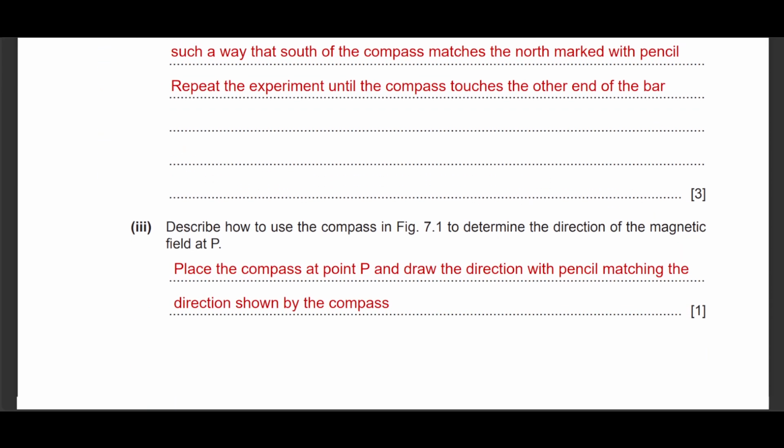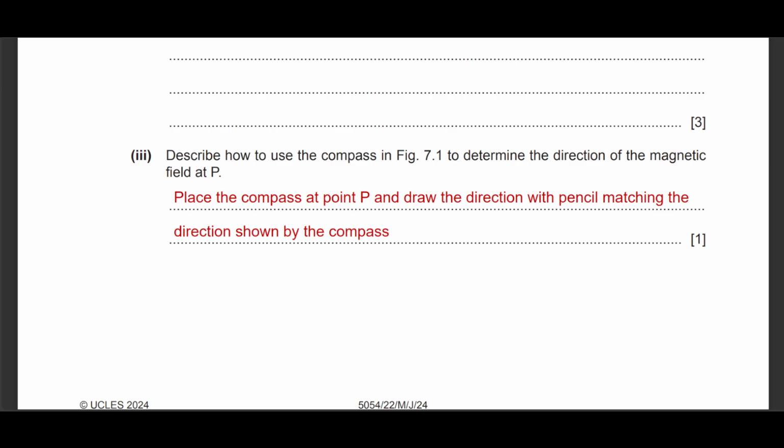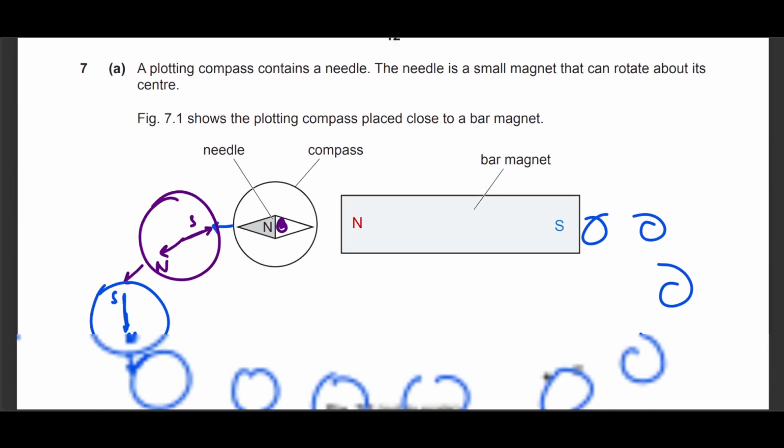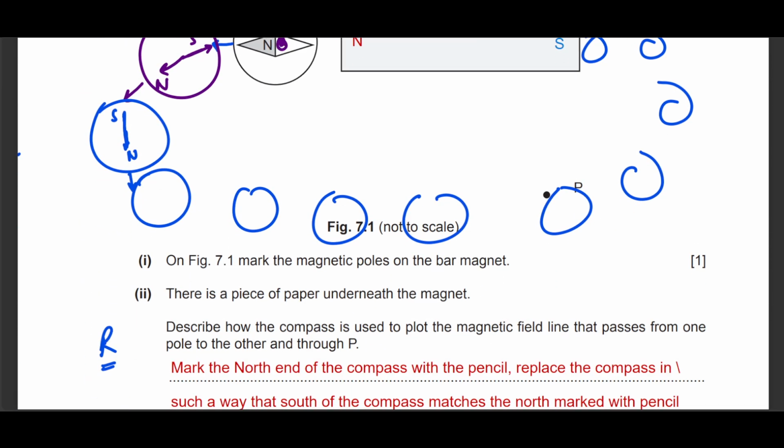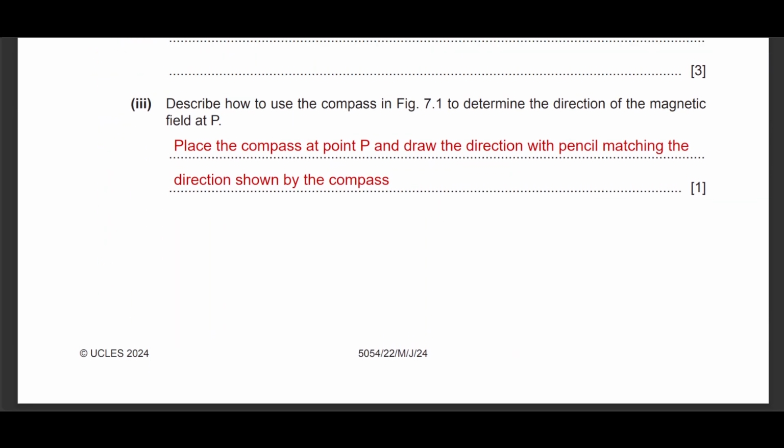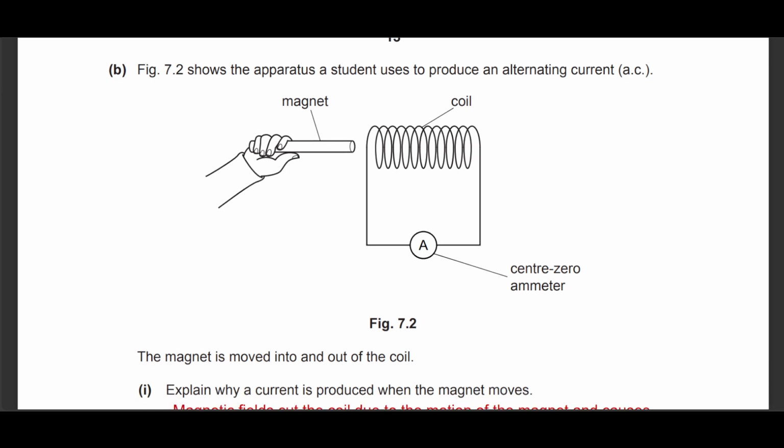There is no compulsion. Part 3. Describe how to use the compass in 7.1 to determine the magnetic field at point P. Now, what are we supposed to do at point P? What can we do at point P to find the magnetic field? You can use a compass over here, and wherever the compass points towards, that will be the direction of the magnetic field at that point P. As mentioned in the written statement, place the compass at point P, and the direction of the field can be drawn with the pencil, and it can be shown by the compass.